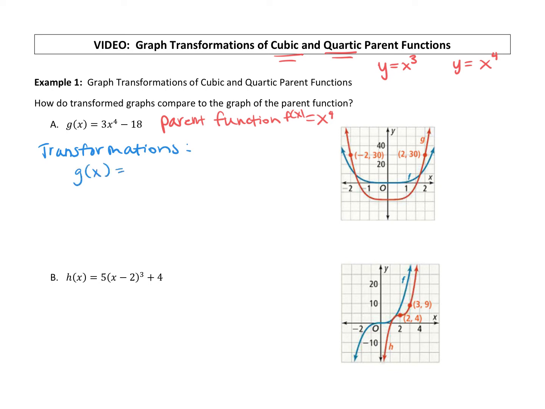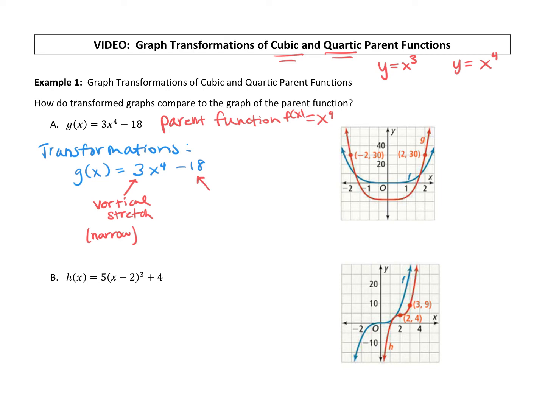So our function with g of x equals 3x to the fourth minus 18. So when we're multiplying the x to the fourth times 3, that is going to be a vertical stretch. It's a vertical stretch if that number is bigger than 1. If that number was between 0 and 1, it would be a vertical compression. What that's going to do to the graph, it's going to narrow it. That's how it looks to us. It gets narrower.